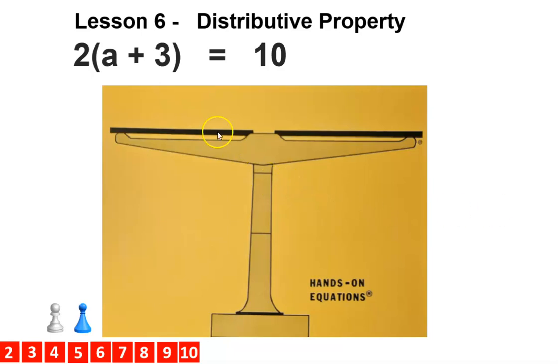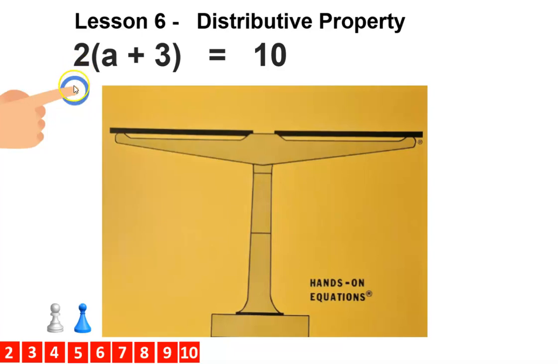In lesson 6, we're showing how to do distributive property with hands-on equations. The first thing that students will want to do is put that 2 up there and the A and the 3, which is completely wrong. The way we're going to deal with this is talk about how that 2 in front of the parentheses acts as a coefficient. It's telling us how many of these we have.